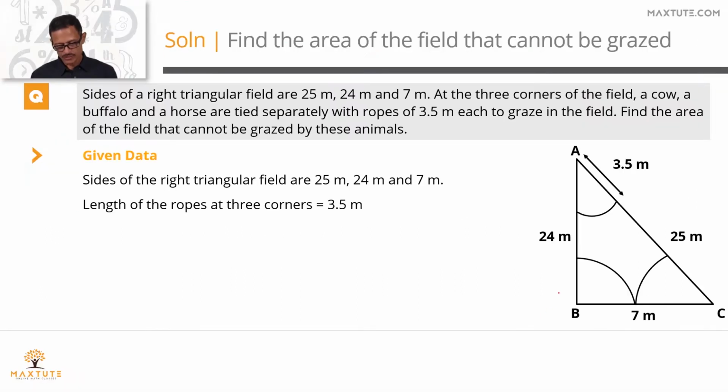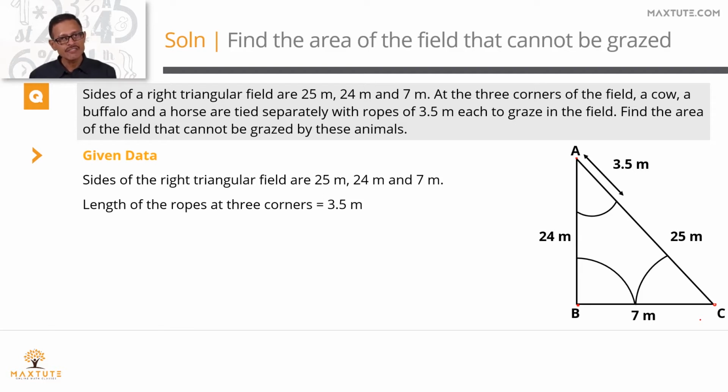Let's look at the diagram. We're talking about a right triangular field. Measures are 7 meters, 24 meters and 25 meters. At each of these vertices A, B and C, we have one animal tied: cow, buffalo, horse. The length of the rope is equal to 3.5 meters.